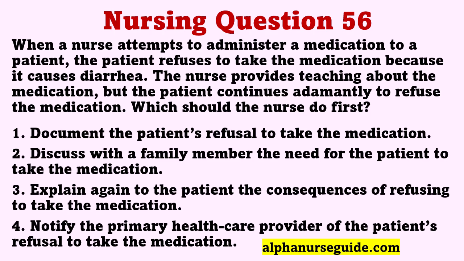The correct answer is 1. Document the patient's refusal to take the medication. Withholding the medication and documenting the patient's refusal are the appropriate interventions. Patients have a right to refuse care. Discussing the situation with a family member without the patient's consent is a violation of confidentiality. The patient has been taught about the medication and adamantly refuses the medication. Further teaching at this time may be viewed by the patient as badgering. Notifying the primary healthcare provider eventually should be done, but it is not the priority at this time.